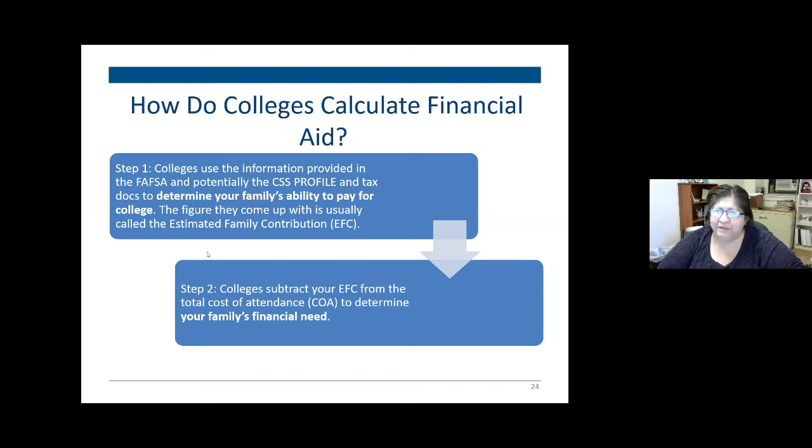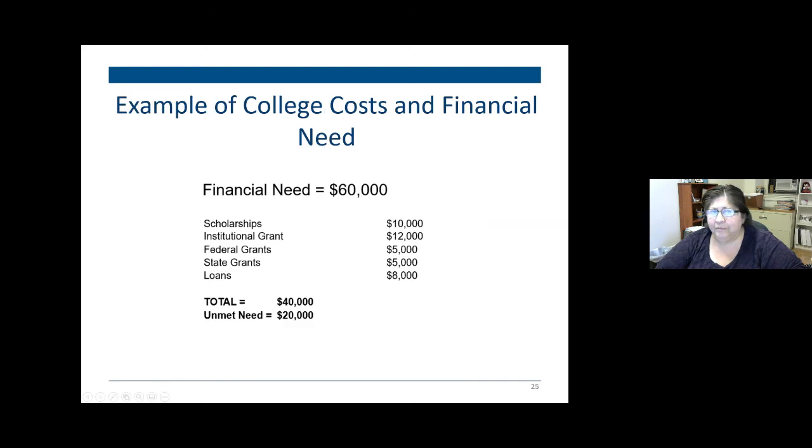We can move to the next slide, please. So examples of college costs or financial need: in this case, if the financial need is $60,000, your scholarships are $10,000, we take into account institutional grants, federal grants, state grants, loans. So it's a total of $40,000. So this is saying that if your financial need is $60,000 and your total aid is $40,000, you still have an unmet need of $20,000.